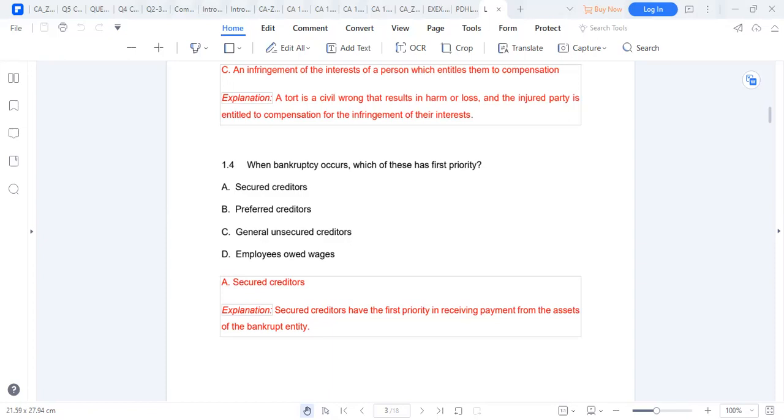So after these ones, we got the preferred creditors. They're given first. Then we have the general unsecured creditors. These are creditors who do not have a specific security that they can hold on to. These are just general creditors. Then we also have employees owed wages. These are individuals who have worked for a company, but maybe they missed months that they were not paid. They are paid after the unsecured creditors are settled. So this is the order that we use.